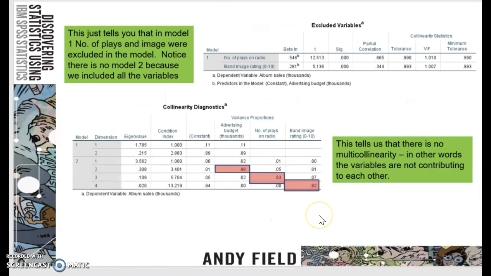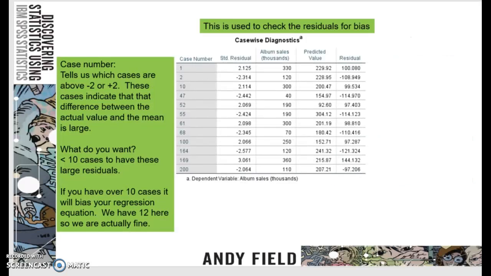It also tests for multicollinearity. Remember that multicollinearity is if you have variables that are related to each other that you're putting into a prediction equation, you're basically making your prediction equation less powerful. So the collinearity diagnostics tell you that these are contributing differently to album sales. If we had 0.93 here and 0.92, then we'd say there's multicollinearity between number of plays and band image. And in this case, we don't, so that's good.